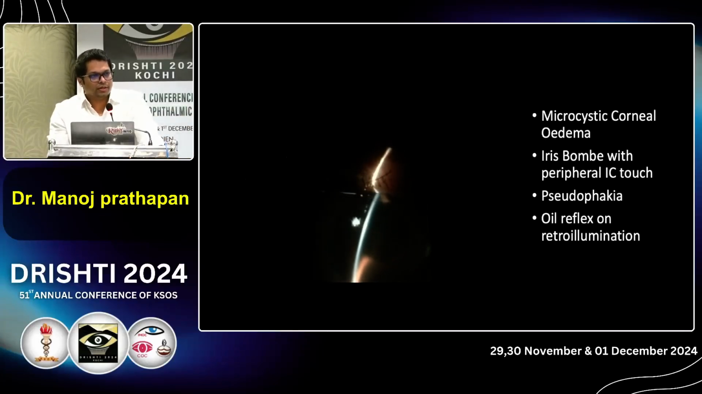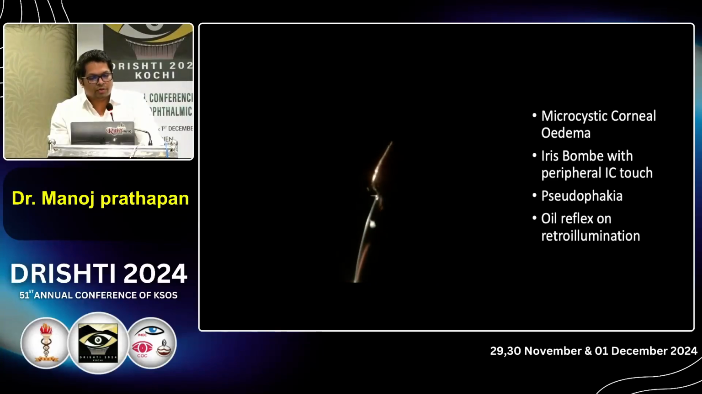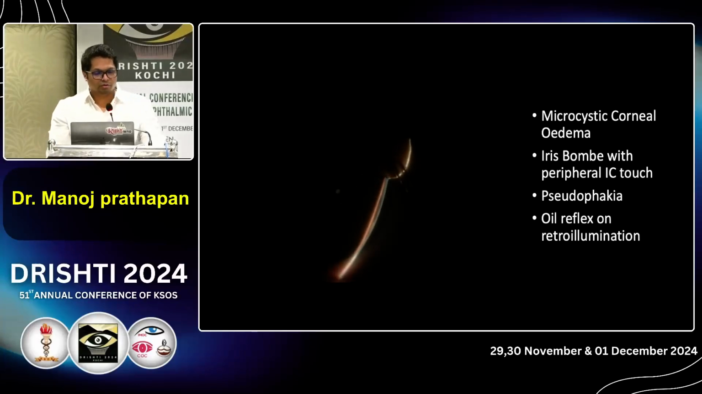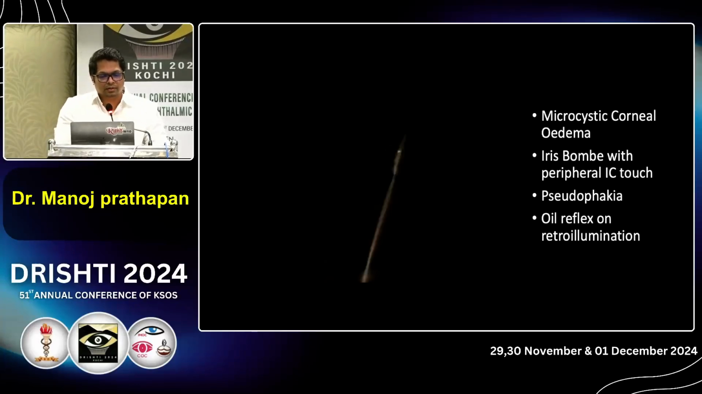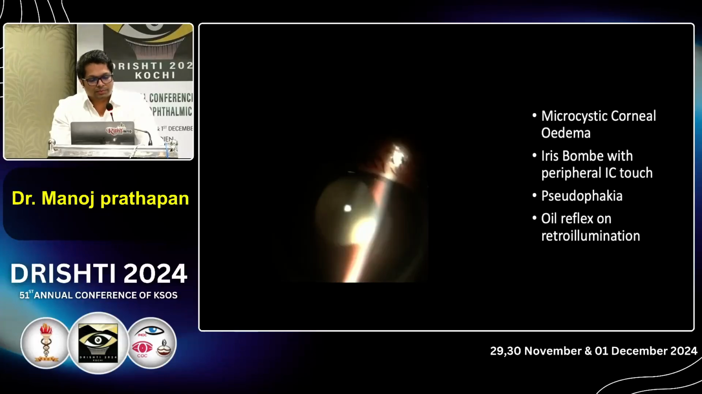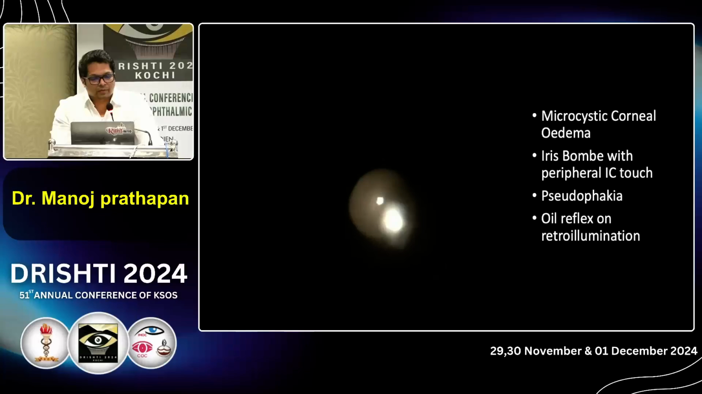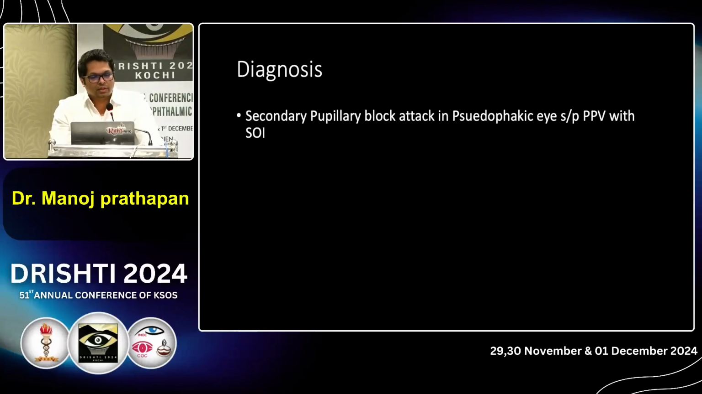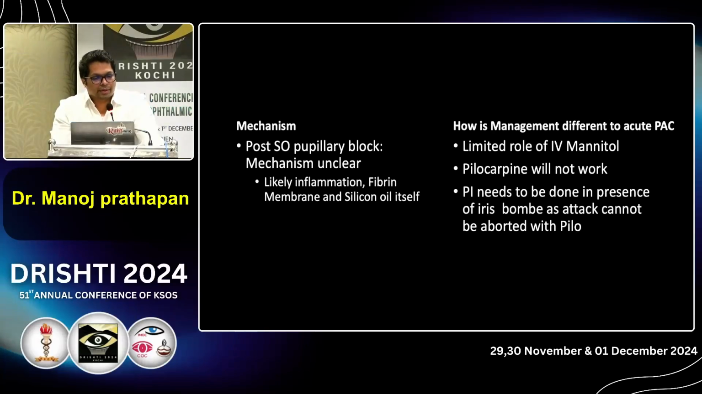You can see the cornea is steamy. It's a pseudophakic eye, but you can see the iris bombé. So it's quite possible to have a pupillary block even in a pseudophakic eye. Understanding that this is possible, we can treat appropriately. So you can see the oil reflex also. So this is possible in silicon oil filled eyes. So the mechanism I already explained.